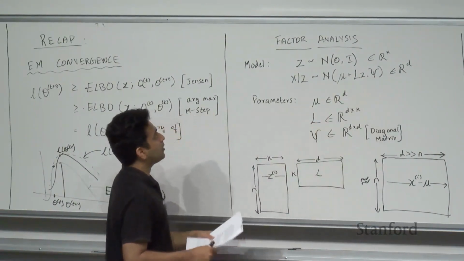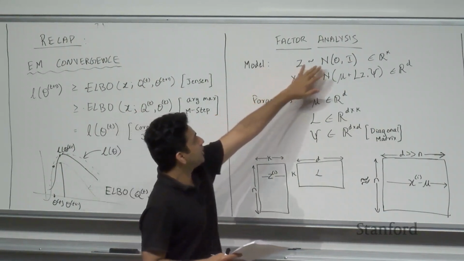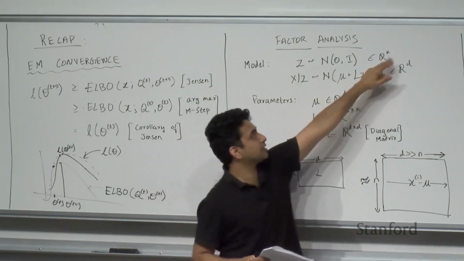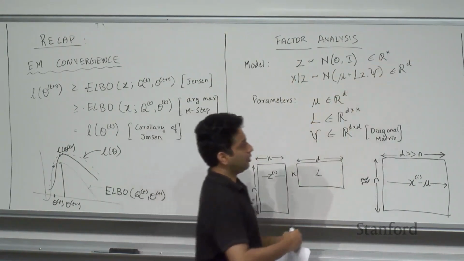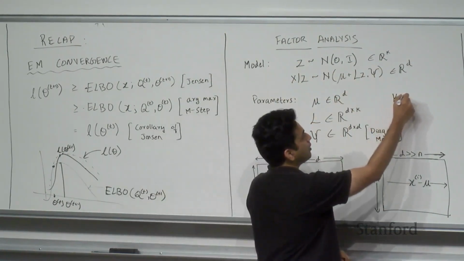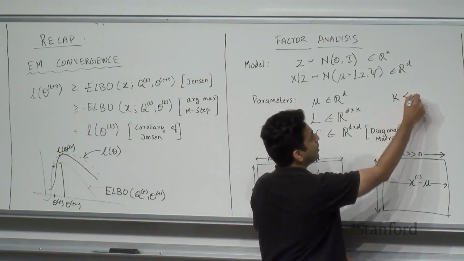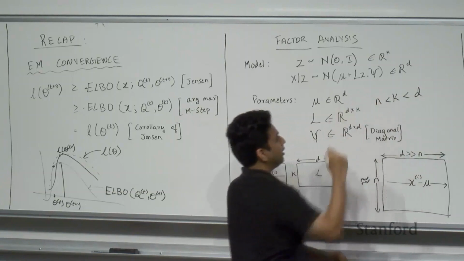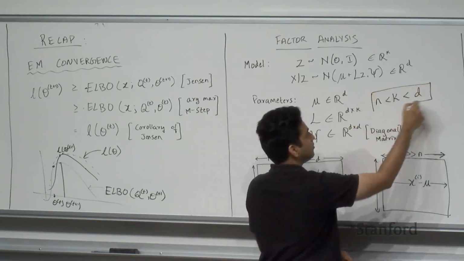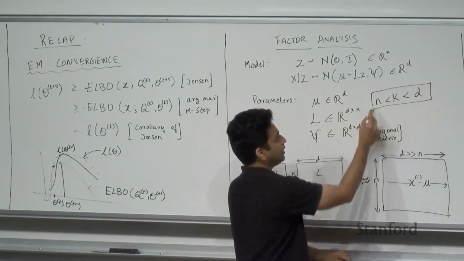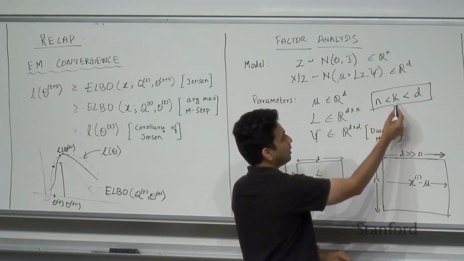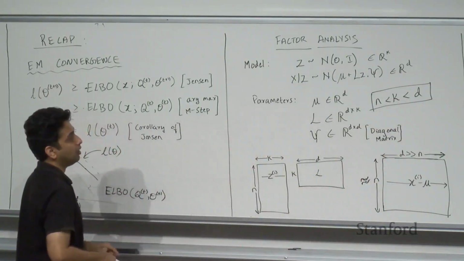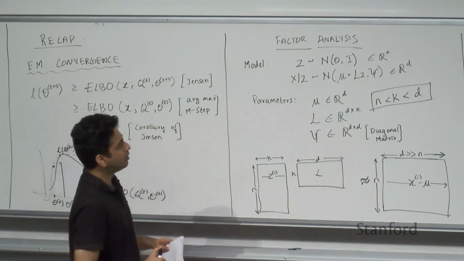And so the model was defined like this: z comes from a low dimensional Gaussian which has just k dimensions. So in this problem, k is less than d, but k is greater than n. This is the assumption we are operating under, where n is much smaller than d, but k is also smaller than d, but k is bigger than n. That's the setting we are working in.